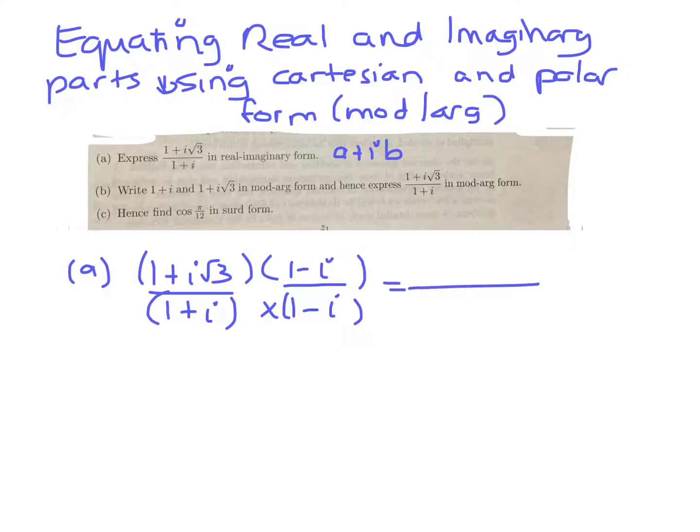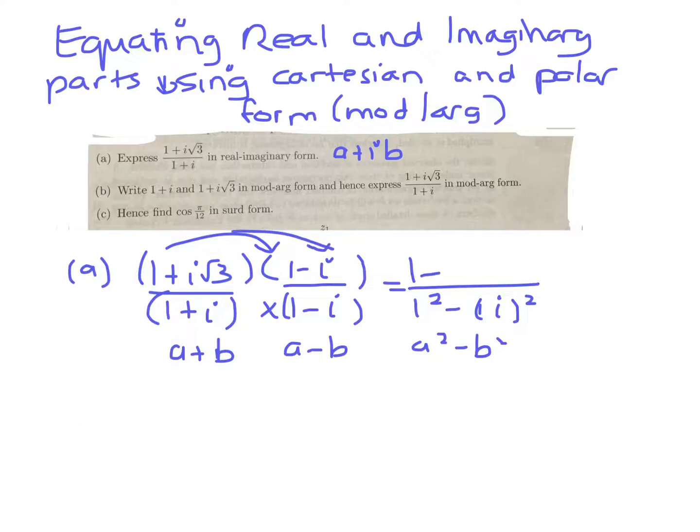So on the bottom, this is equivalent to having (a plus b)(a minus b), so it ends up being a squared minus b squared. So it'll just be 1 squared minus i squared. And on the top, let's just expand it the long way. 1 times 1 is 1. 1 times minus i is minus i. i root 3 times 1 is plus i root 3. And i root 3 times minus i root 3 is minus i squared root 3.